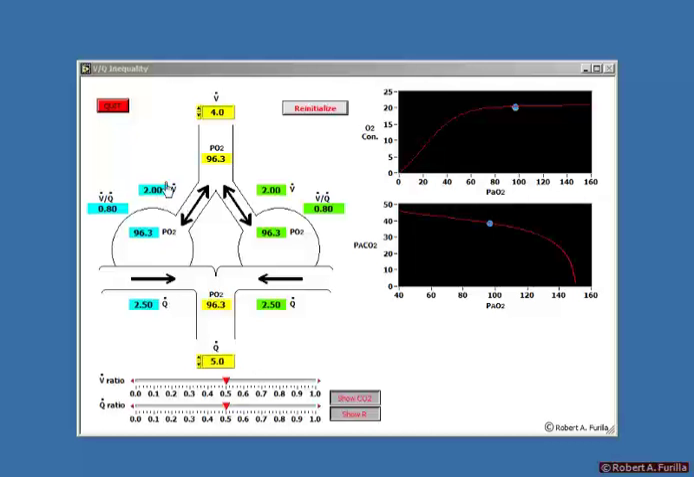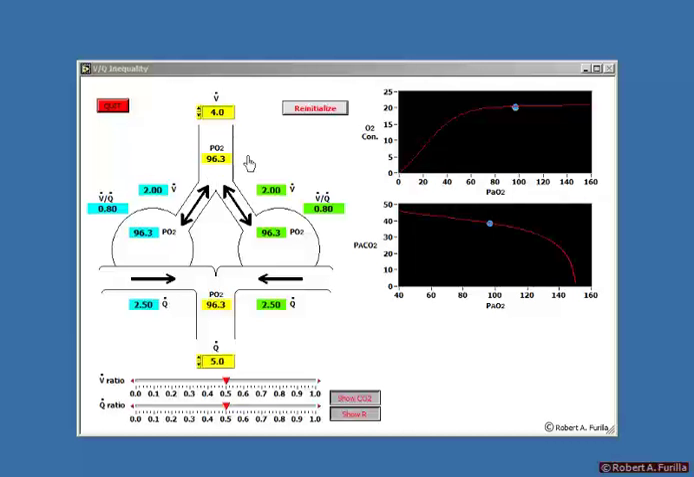2 of those 4 liters per minute are moving into the right alveolus, and 2 of those 4 liters per minute are moving into the left alveolus. 2.5 of those 5 liters per minute are moving into the right, and another 2.5 to the left. So 2.5 liters per minute perfusion in each alveolus. Therefore, 2 over 2.5, our VQ ratio is 0.8 in green, and our VQ ratio is 0.8 in blue. We have homogeneity, no mismatching of the ventilation-perfusion ratio.